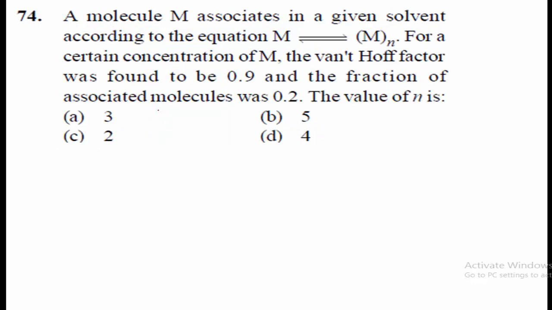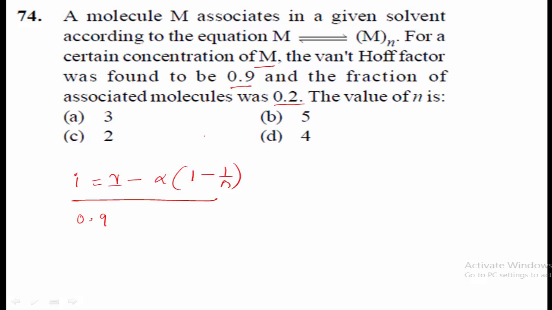74th, a molecule M associates in a given solvent according to the equation M gives Mn. For a certain concentration of M, the Van 't Hoff factor was found to be 0.9 and the fraction of associated molecules was 0.2. The value of n is. So here is one formula you must know, the degree of dissociation and Van 't Hoff factor are related as i is equal to 1 minus alpha into 1 minus 1 by n. Therefore, substitute the values of i, n and alpha in this, you will get the answer.